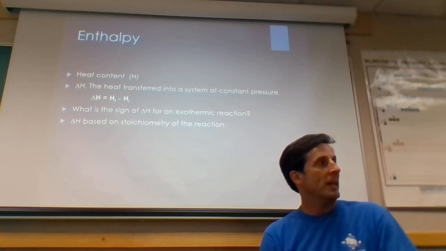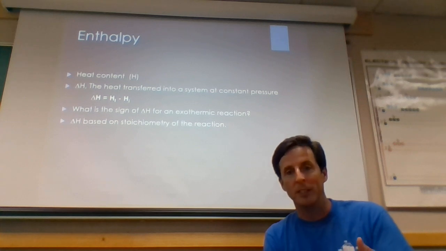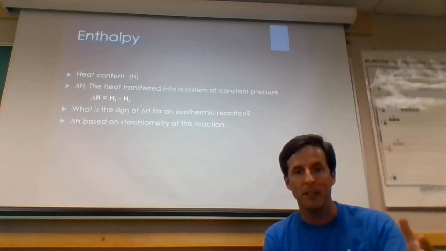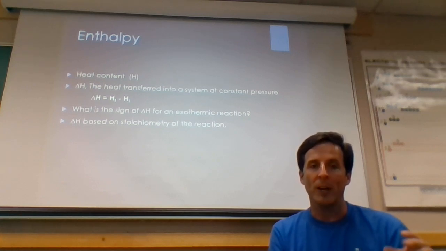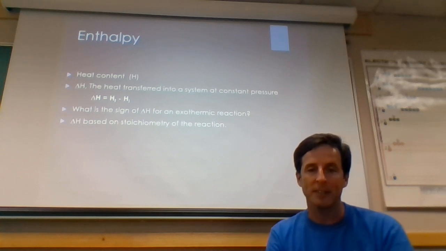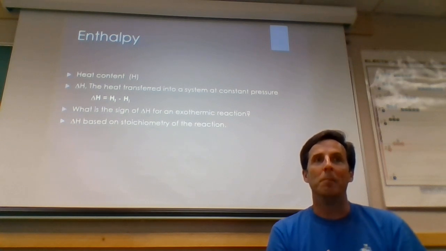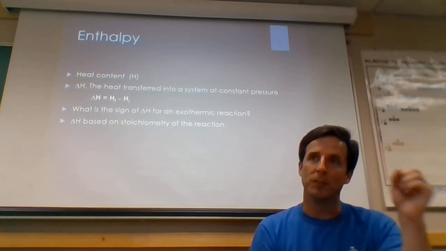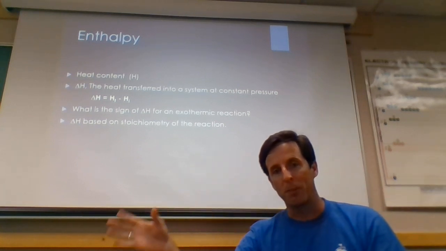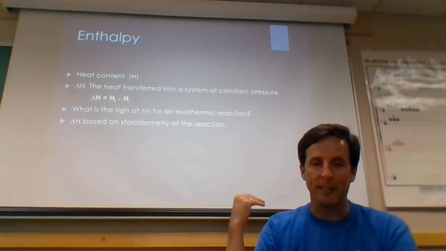So delta H is also based on the stoichiometry of the reaction. Now the word stoichiometry started coming up in chapter 3, where any calculations that you do using a balanced chemical equation and using the ratios of the products and reactants and all that kind of stuff, that is called stoichiometry. So when I do a chemical reaction, if I react 5 moles of reactant, then it's going to give me a certain number of moles of product based on a ratio. The same principle applies to the heat amount.